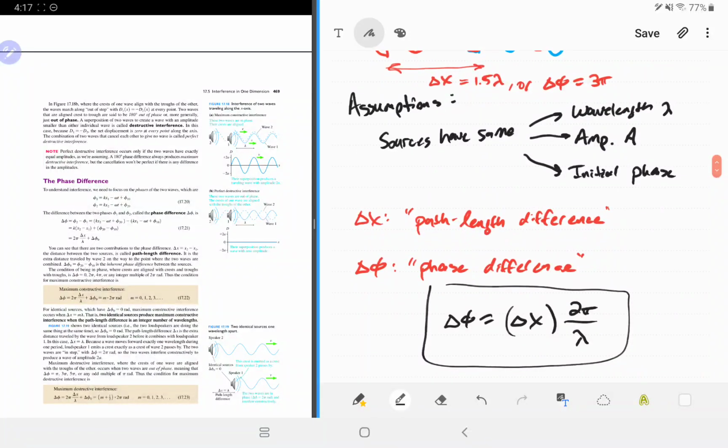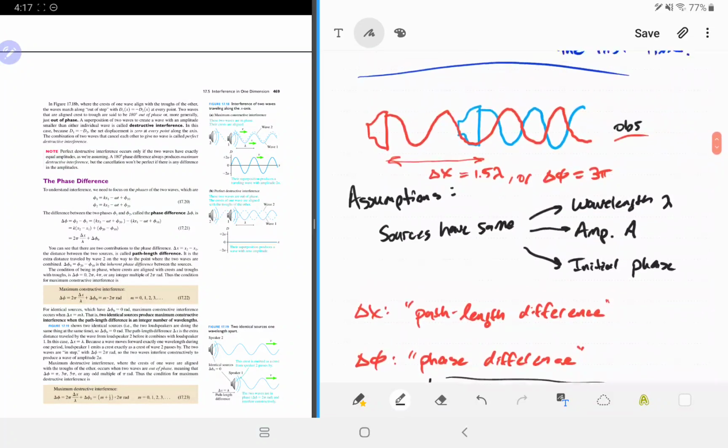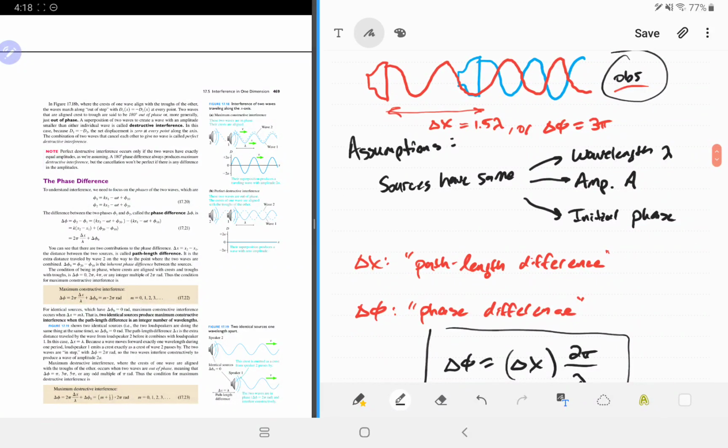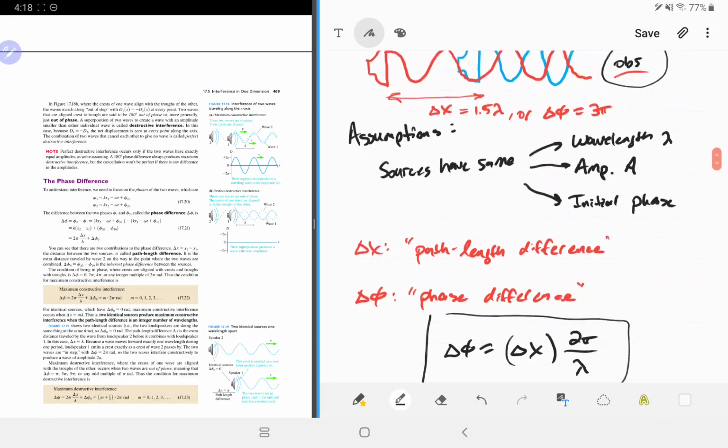I should be a little bit more general. This delta x isn't always the distance between the sources. It's how much farther, so it depends on the point of observation. You have some point where you're observing the wave, and you take the distance to one of the sources and the distance to the other source, and you subtract them. That's the path length difference. That's how much farther in distance one wave had to go as compared to the other one. And then you can quickly turn that into a phase difference.